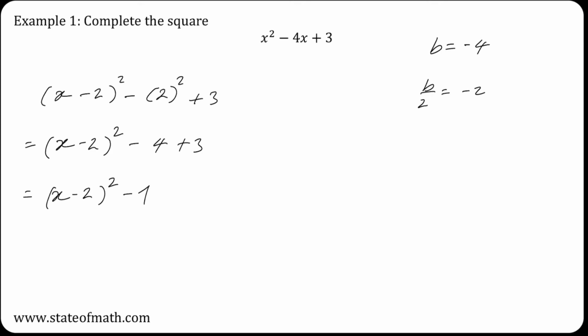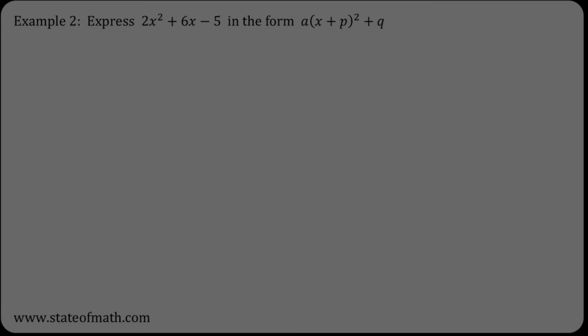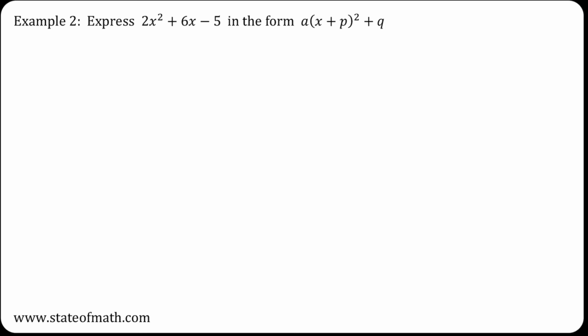Found this easy? Let's spice things up by looking at the next example. In this example, although the instruction changed, the procedure remains the same. I have to do some extra step at the beginning because my coefficient of x squared is 2. Now, forget about the minus 5 for the moment. Just concentrate on the x squared and the x term. I will take out a common factor of 2.